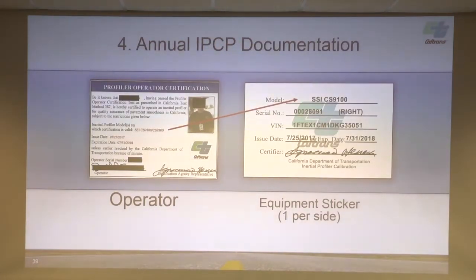Once they are certified, the IPCP program will give them a certificate and also put these stickers on the actual lasers. They have the accelerometers on the left and the right. This operator is certified for a specific model. Here it says SSI CS900, CS9300. He's certified to run this inertial profiler. This is a model CS900. If you were to come out and run a different profiler, he's not certified to run that profiler. So the operator certificate goes with the inertial profiler model.